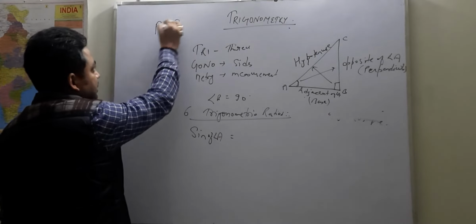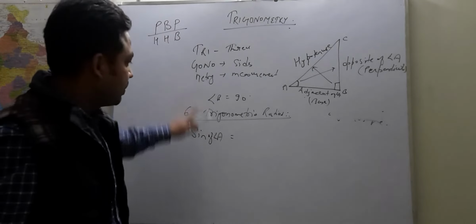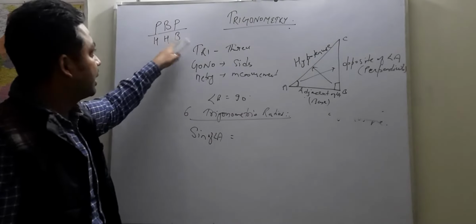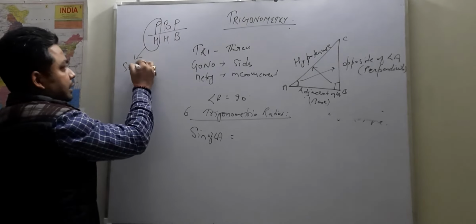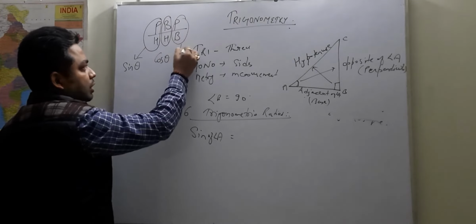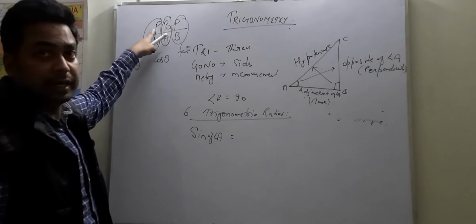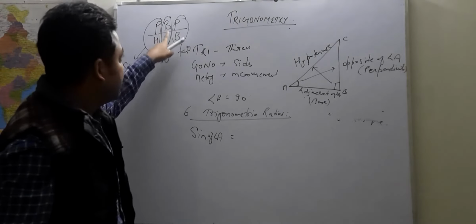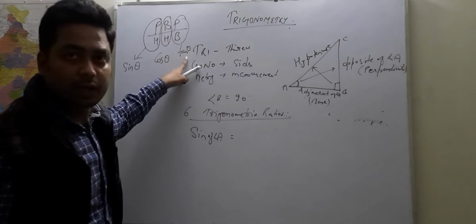Pandit Badri Prasad Har Bol. This is the short trick to remember all the trigonometric ratios. Pandit Badri Prasad Har Bol. This is used for sine theta, this is used for cos theta, and this is used for tan theta. So perpendicular upon hypotenuse is called sine theta or sine of angle A. Base upon hypotenuse is called cos theta, and perpendicular upon base is called tan theta.